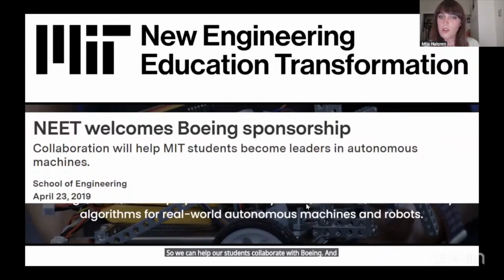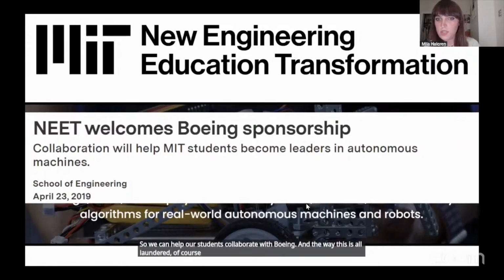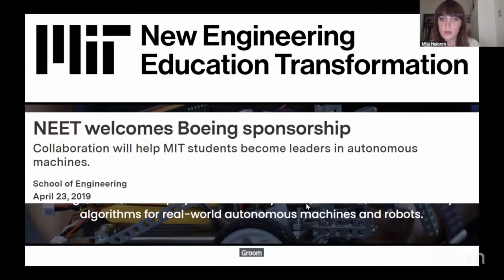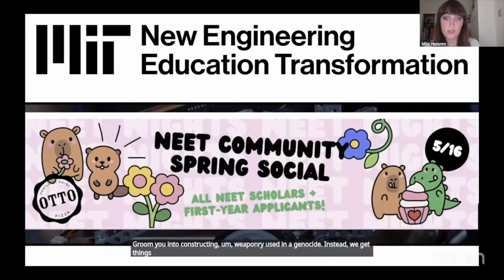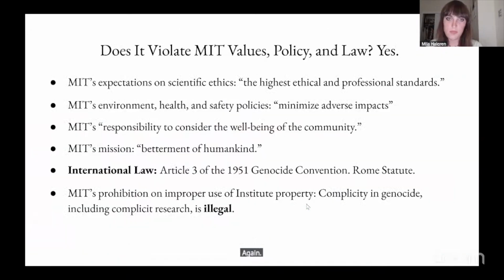And the way this is all laundered, of course, is not explicit. It's not upfront. No one is telling these 18-year-olds that we are trying to groom you into constructing weaponry used in a genocide. Instead, we get things like the NEET Community Spring Social and movie nights, again, to induct people into building autonomous weapons for Boeing.